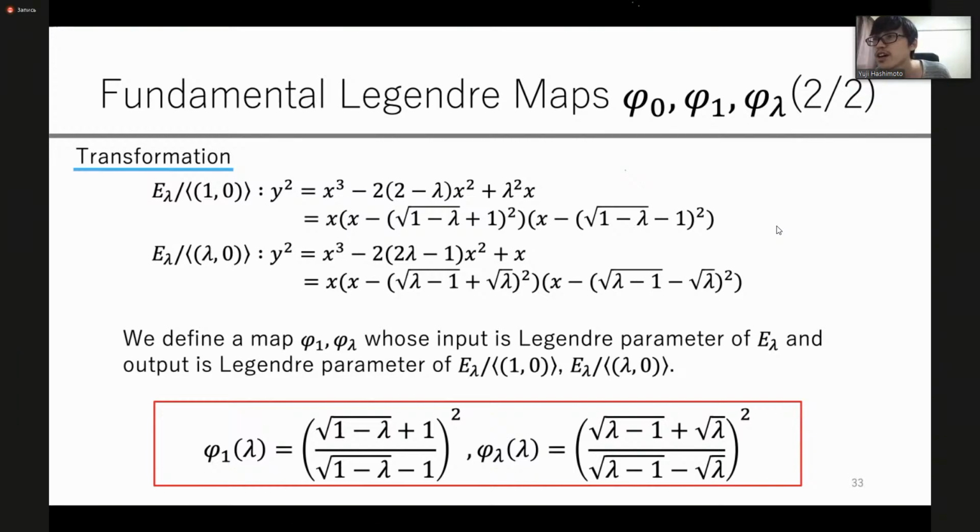The Legendre parameter E lambda over lambda 0 is square root of lambda minus 1 plus the square root of lambda over the square root of lambda minus 1 minus square root of lambda squared. We define a map phi 0 phi lambda whose input is Legendre parameter of E lambda and output is Legendre parameter of E lambda over 1, 0 and E lambda over lambda 0.